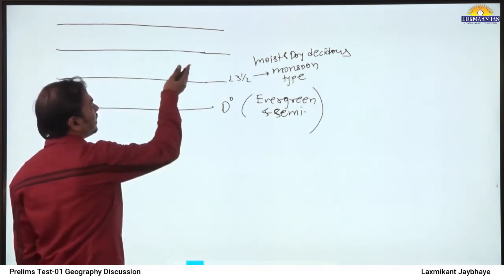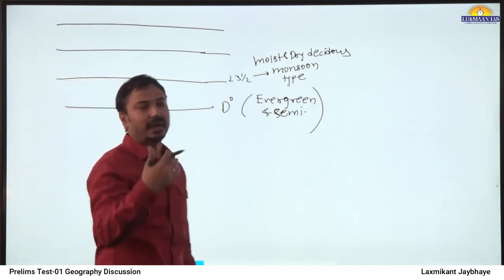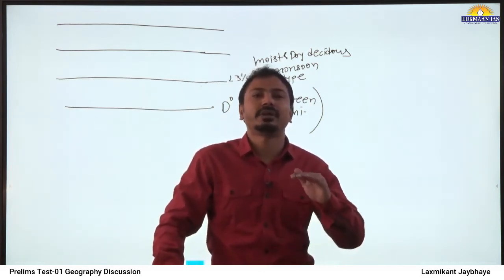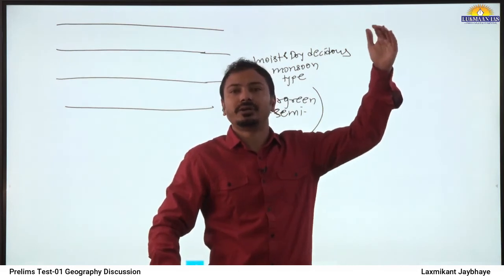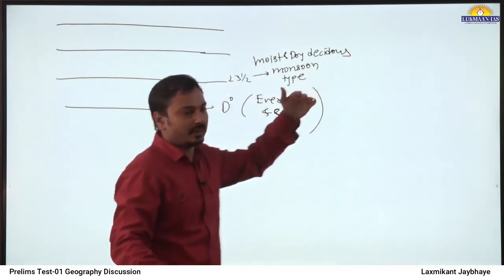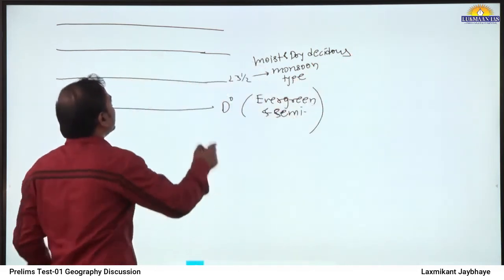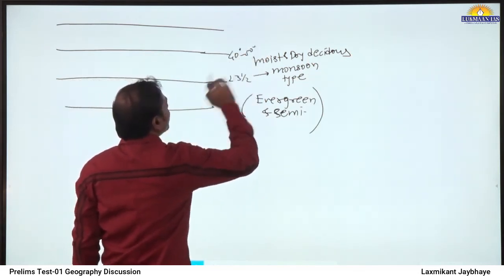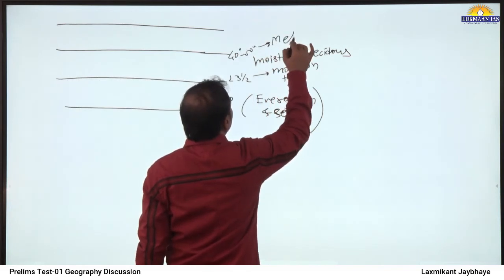If there is mountain in the higher latitude, higher altitude in the mountain, there is mountain forest. Accordingly, the forest type changes according to altitude in the mountains. But talking about latitudes, somewhere here near 40 degree, 50 degree in the Mediterranean region, you will find Mediterranean type of vegetation.